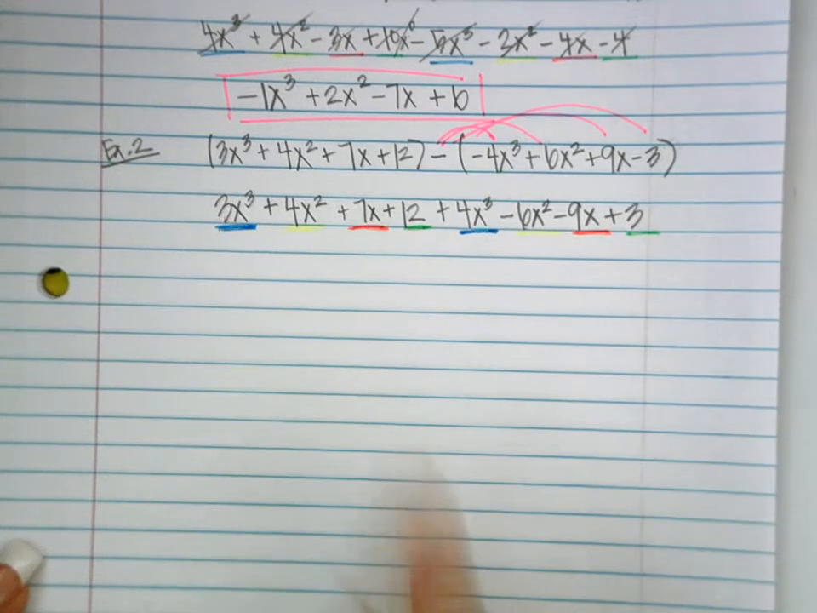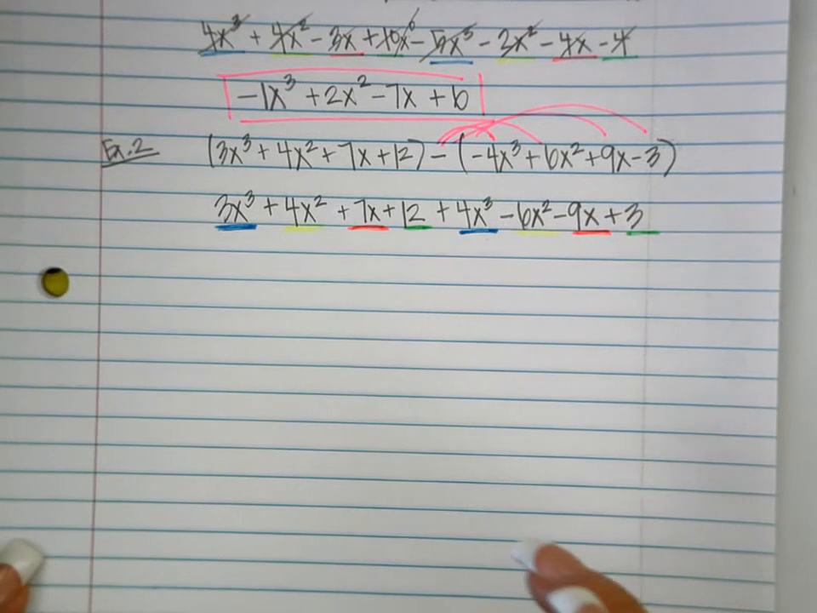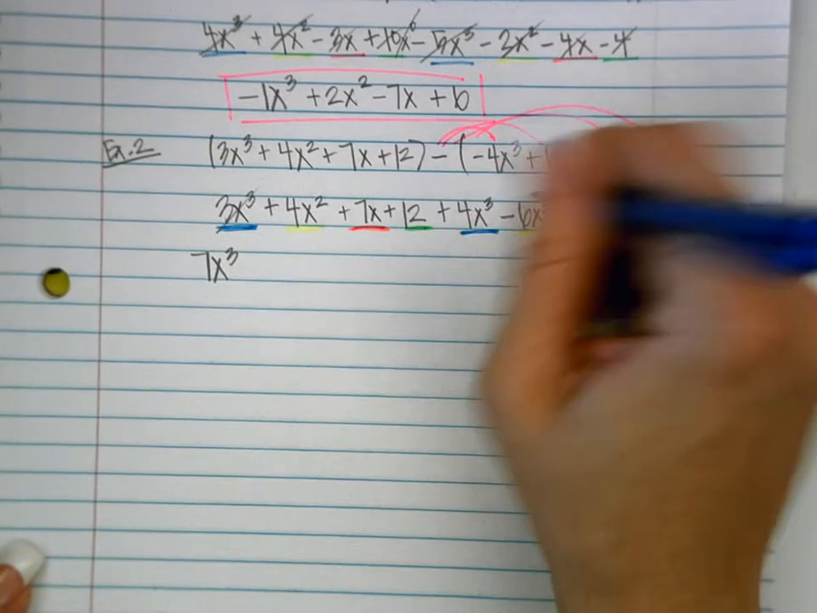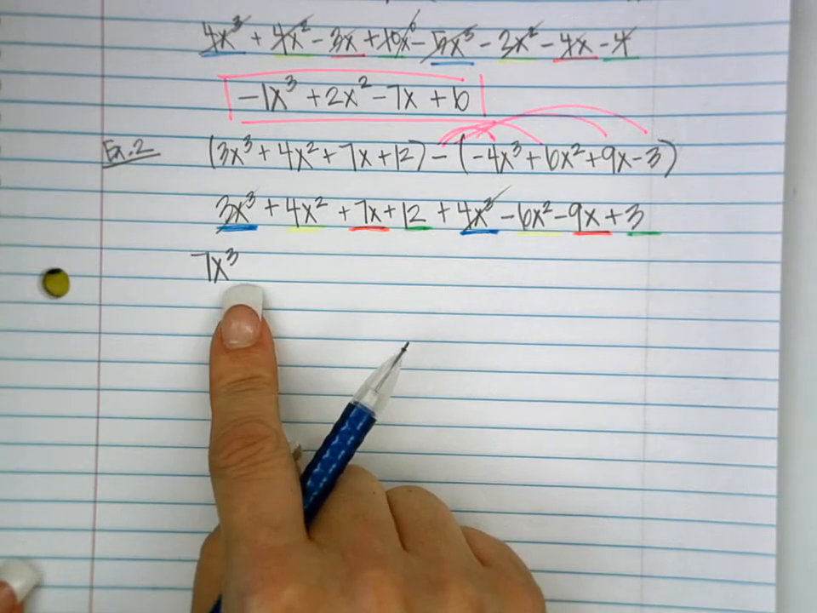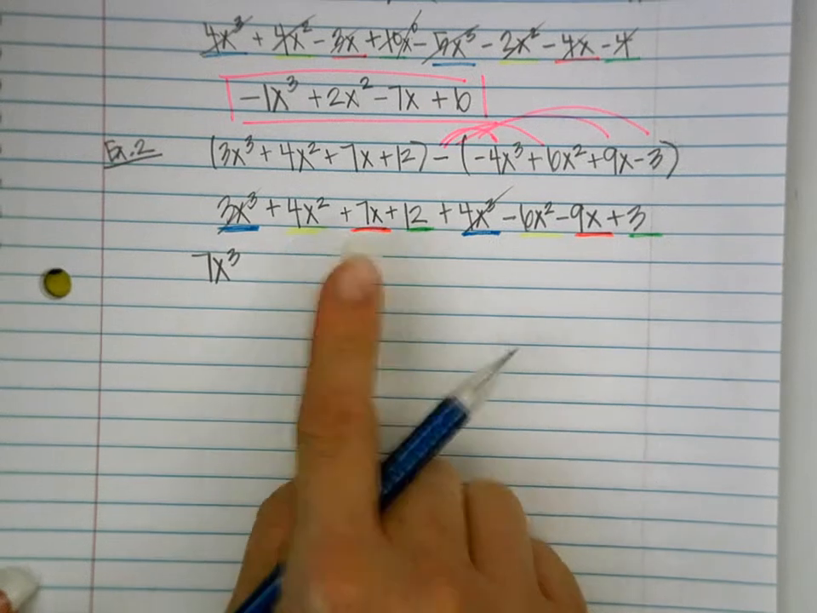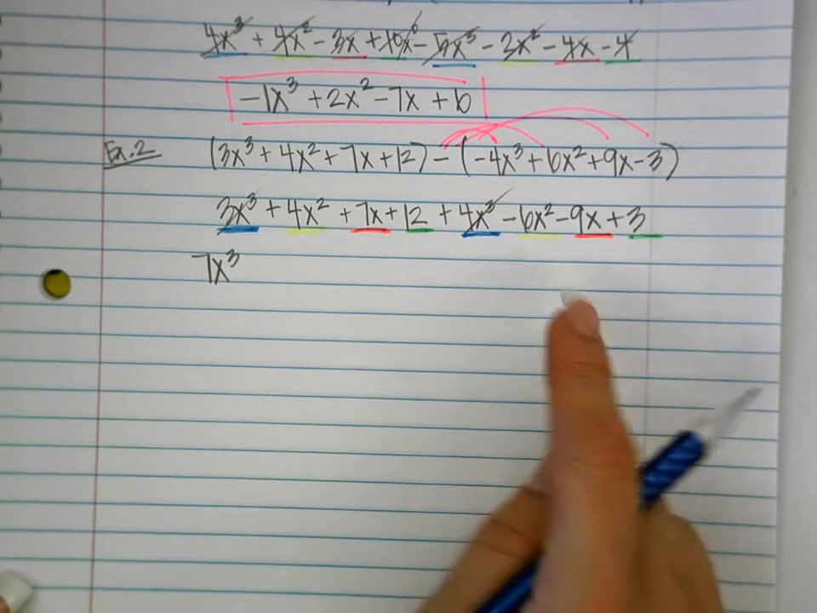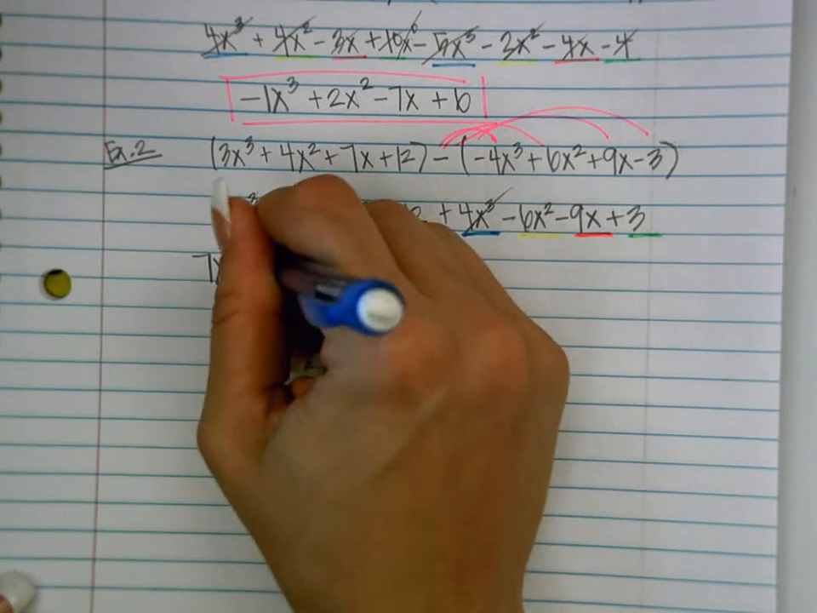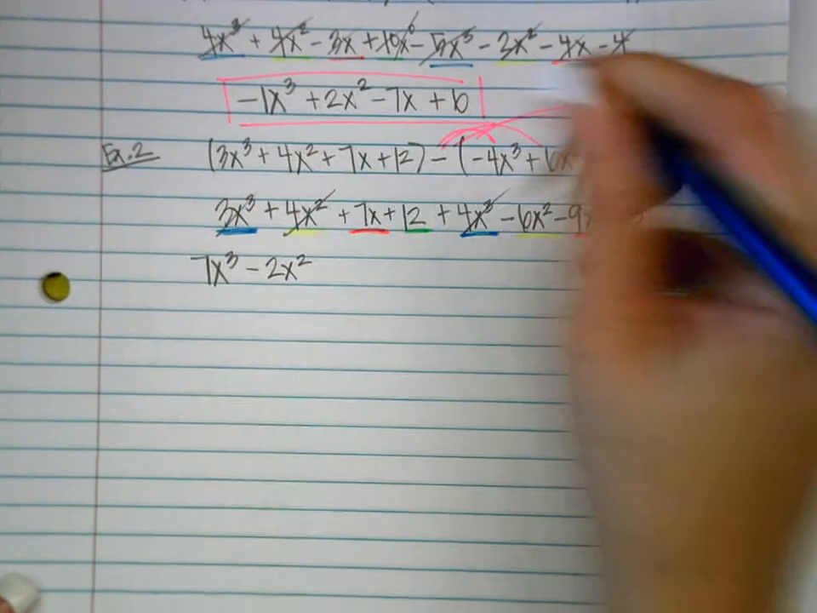So if we combine like terms, 3x cubed plus 4x cubed gives you what? 7x cubed. Okay, that goes away. Remember, we're not changing anything about the exponent. I'm just adding together the numbers in front of it. 4x squared minus 6x squared gives you what? Negative 2x squared. I would cross them out once you're done.